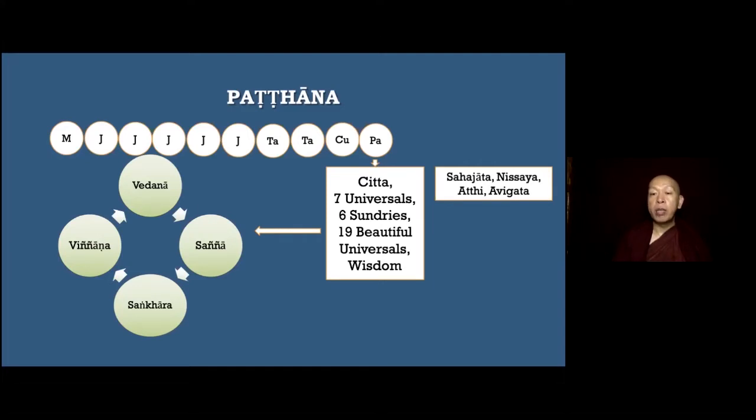They are called Nissaya. Atthi: in the present, before disappearing or before passing away, they can support each other. That is why they are Atthi, present condition. Avigata, non-disappearance. So before their disappearance, they can support each other. That is why they are called Avigata. In every single mind moment, these four aggregates will be the same, in the Sahajata type.